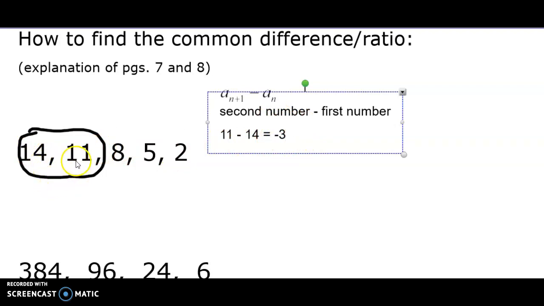14 minus 3 is 11. Yep. Keep going. Is 11 minus 3 8? Yes, it is. 8 minus 3 is 5. 5 minus 3 is 2. So it looks like negative 3 will be our common difference here. So this is indeed arithmetic, and our common difference is negative 3. And I could find that every time by taking the second number minus the first number.